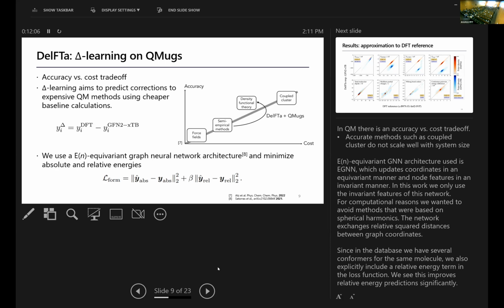And for the specific loss function for the energies, we do consider a compound loss function, in which in the first term, we only consider differences between absolute energies, and in the second term, we consider differences in relative energies for the same conformer, for different conformers of the same molecule.